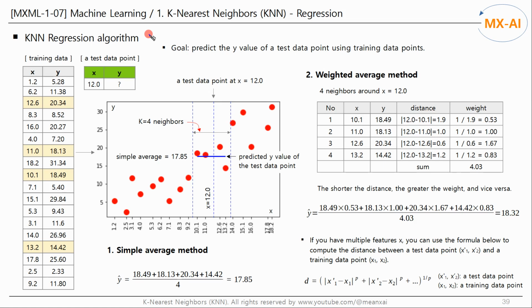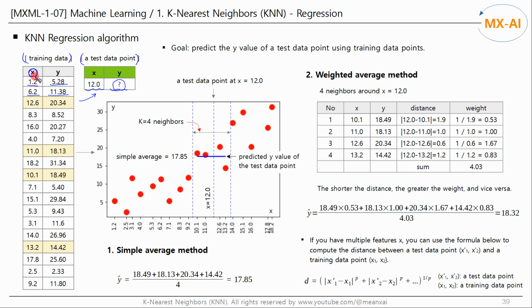Now let's look at the KNN regression algorithm using the simple average method and the weighted average method. First, let's look at the data. We have the following training and test data. This is one-dimensional data with one feature x. Both feature x values and target y values are continuous real numbers. The test data contains only x values and no y values. Our goal is to predict the y value of the test data point using the training data points.